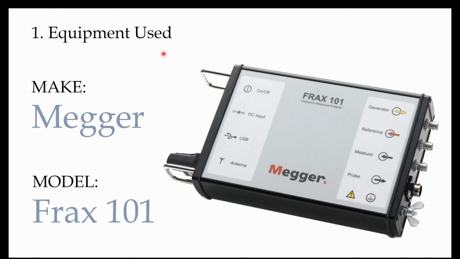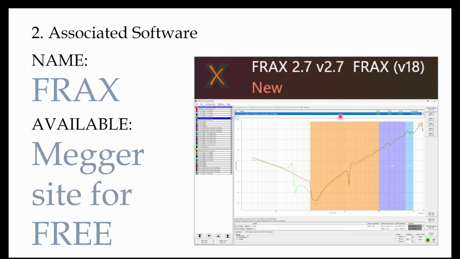First is the equipment used. It is a Megger make and the model number is FRAX 101. To use this instrument, we need a software. Its name is FRAX 2.7. It is available at the Megger website for free.